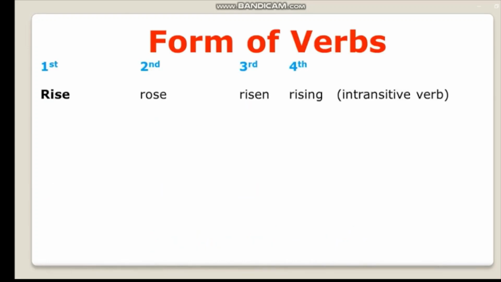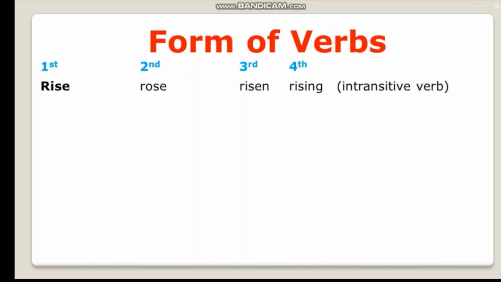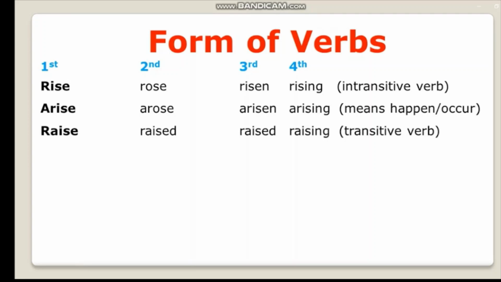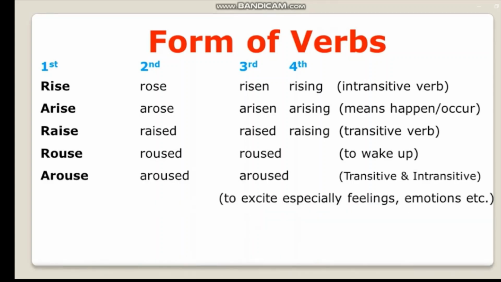Now see some other forms of verbs, very important form of verbs. Rise, rose, risen and rising. This is intransitive verb, from downward to upward movements. Like the sun rises in the east. Arise, arose, arisen, arising means something happened. Many questions arose in the meeting.